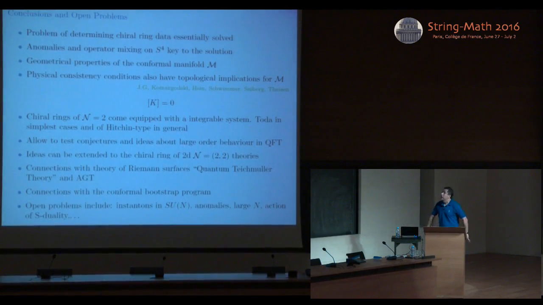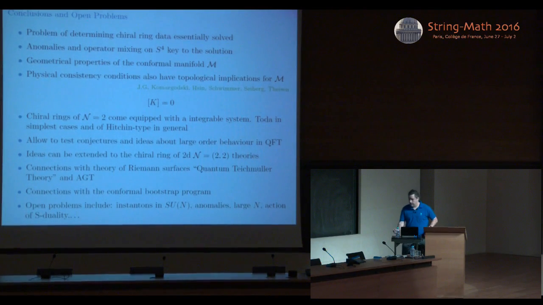Very good. So now we get to some conclusions on open problems. More or less, the problem of determining the chiral ring data is essentially solved through this deformed partition function on the fourth sphere. One of the key ingredients in understanding how to relate the chiral ring, which is an observable of the flat space theory, to the sphere partition function, was to understand the role of mixing and anomalies once you put the superconformal field theory on the sphere.